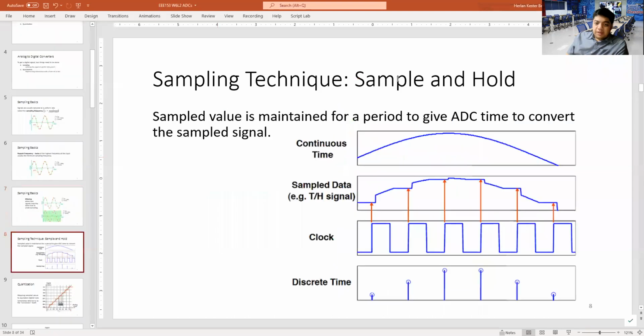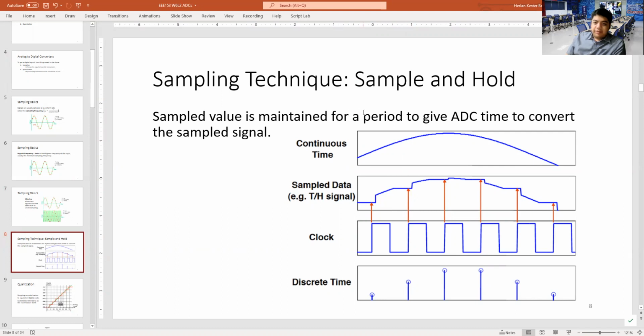Then next in sampling is what we call sample and hold. Ang ating sampled signal is maintained for a given period to give the ADC time to convert the sampled signal. Hindi enough na makuha lang natin yung signal at this point, hino-hold natin siya for the conversion process. Makikita nyo naman later bakit natin kailangan i-hold yung signal. Kasi ang conversion from an analog signal to a digital signal is not instantaneous. Kailangan ng time na i-hold yung ating sampled na input, and doon yung time na nagpo-process tayo.